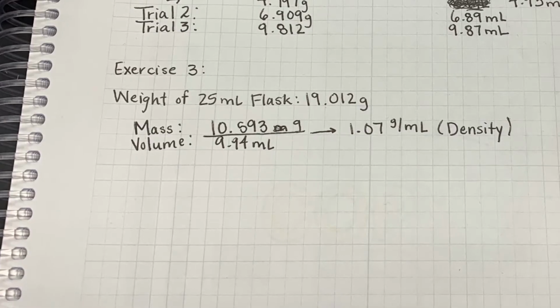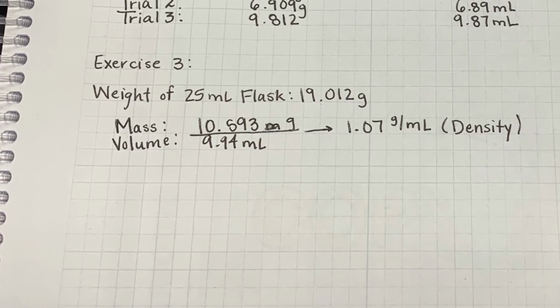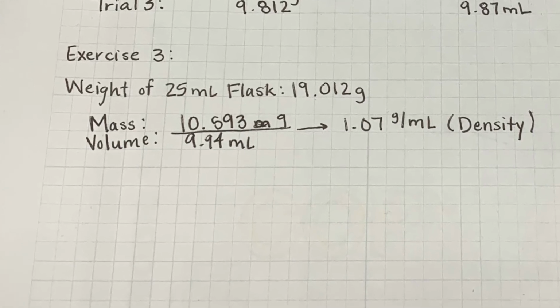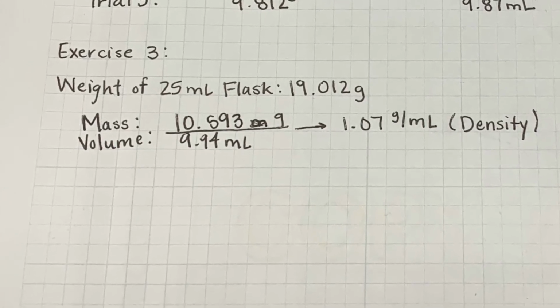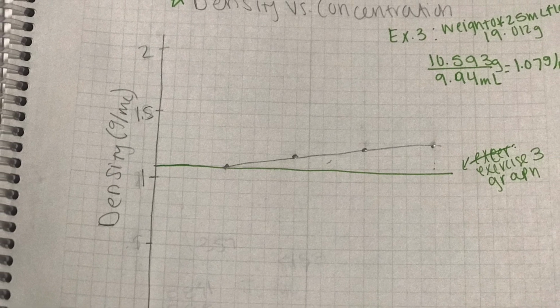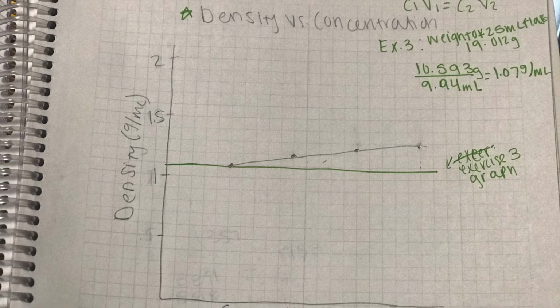In challenge 3, we determined the density of the unknown by gathering the mass of the unknown we put in the beaker and dividing that by the amount of volume we put of the unknown solution. The result gave us the density of the unknown, so we could take that density and determine the identity of the unknown solution.